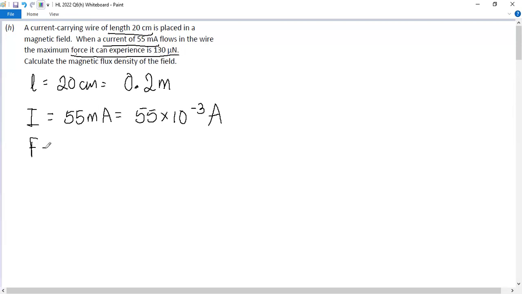So my F is 130 micronewtons. And again, I'm just going to put everything into the SI unit straight away without any back and forth. Okay, so that's 130 by 10 to the minus 6. That's in the same place.